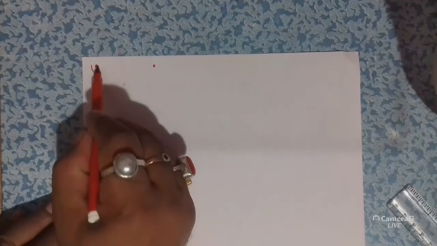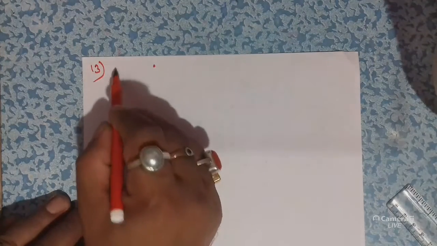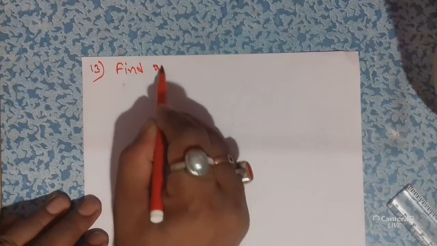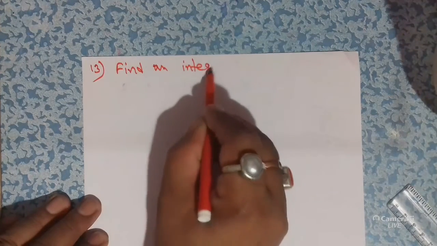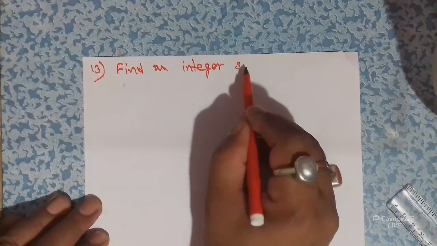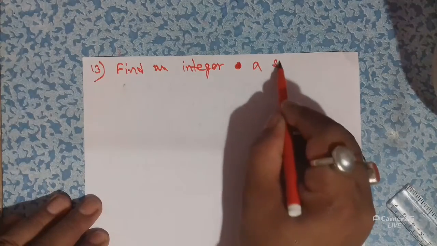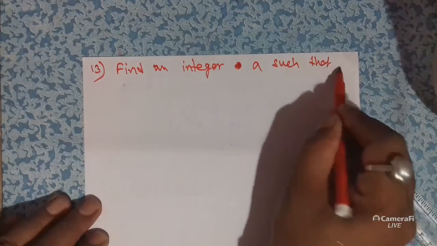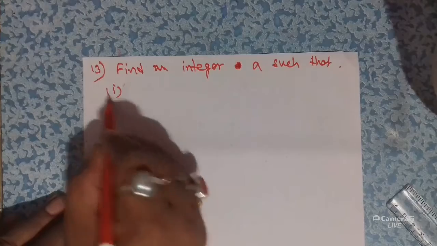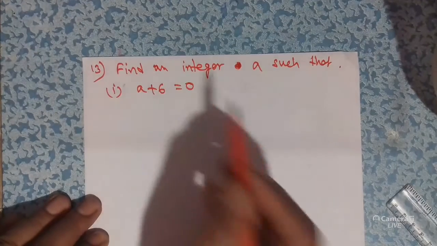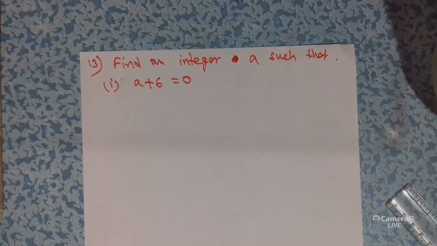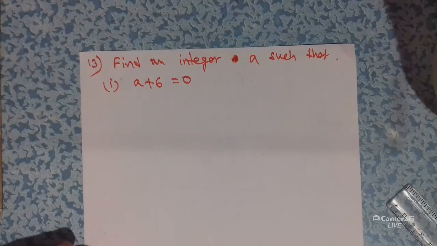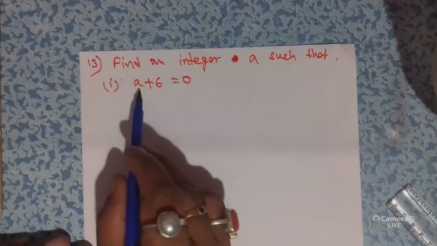Next, question number 13. Find an integer a such that a plus 6 is equal to 0. So how will you solve it? A plus 6 is equal to 0. So we have to find the value of a.